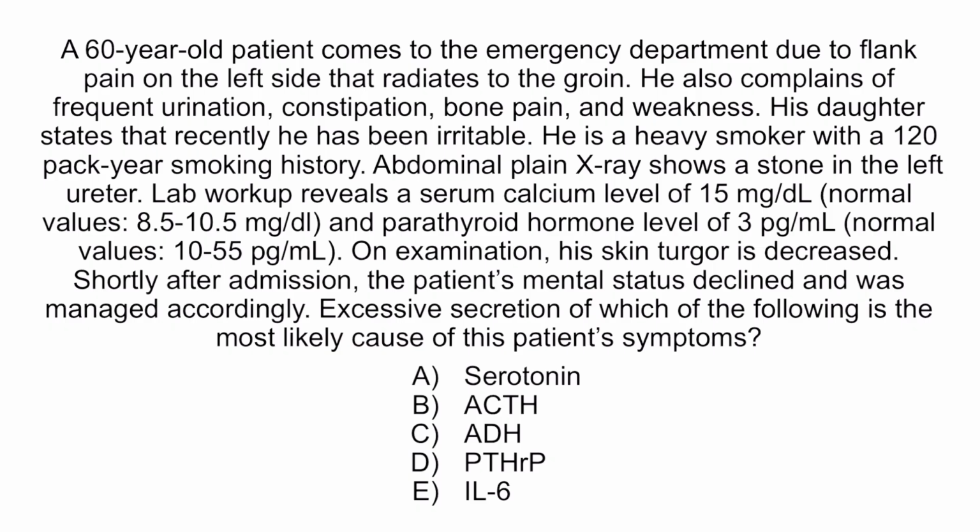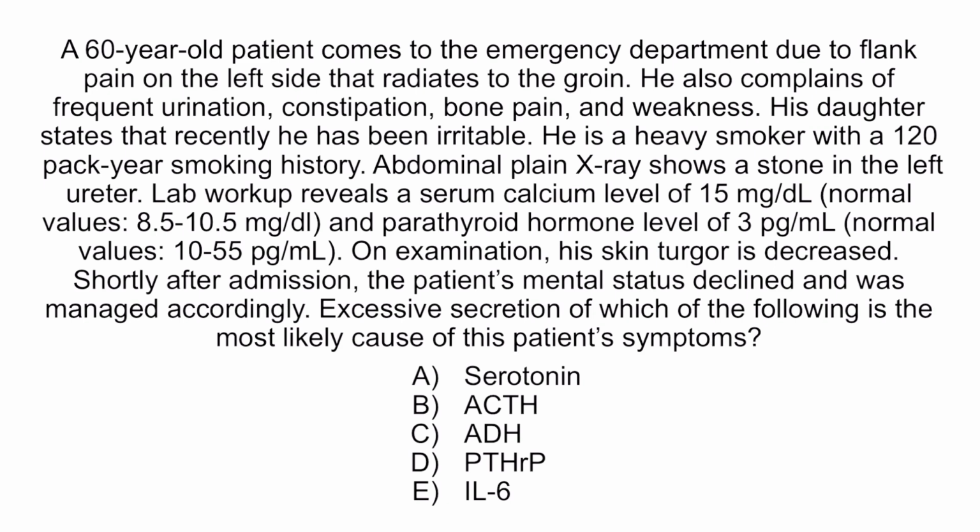A 60-year-old patient comes to the emergency department due to flank pain on the left side that radiates to the groin. He also complains of frequent urination, constipation, bone pain, and weakness. His daughter states that recently he has been irritable. He is a heavy smoker with a 120 pack-year smoking history. Abdominal plain X-ray shows a stone in the left ureter.